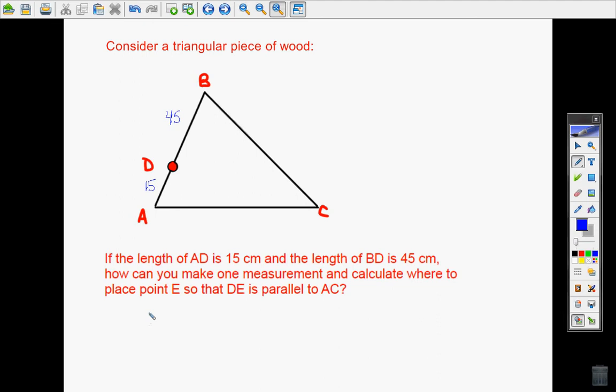So here's what I want you to think about. We know that 45 over 15 would have to equal BE over EC, wherever E is going to be. We also know with our proportionality postulates that 45 plus 15 over 15 would equal BE plus EC over EC. So in other words, the whole length of one side over the short piece will equal the whole length of the other side over the short piece.